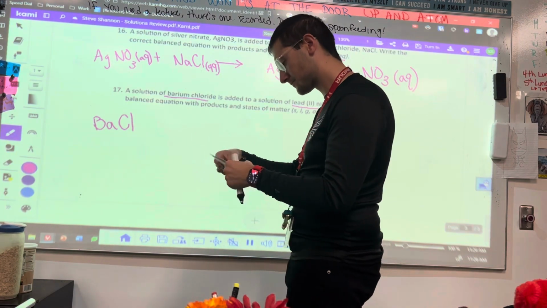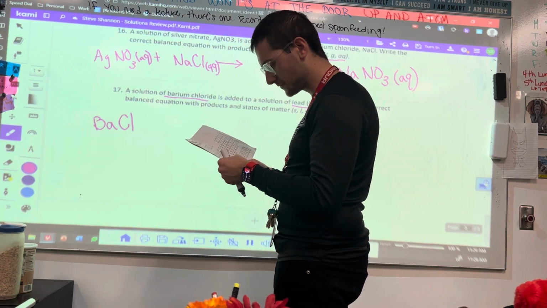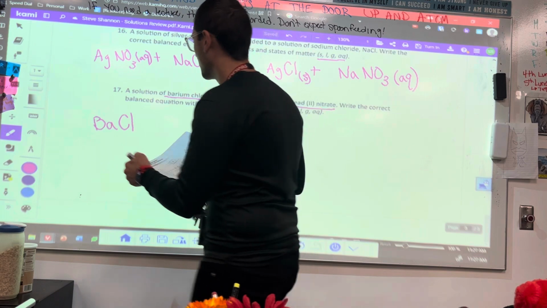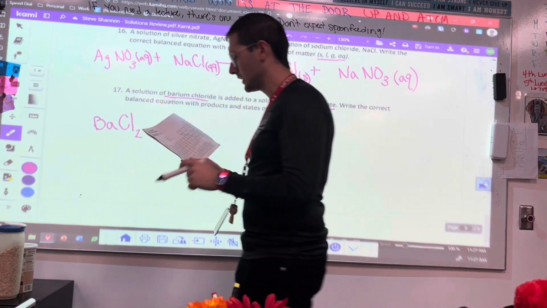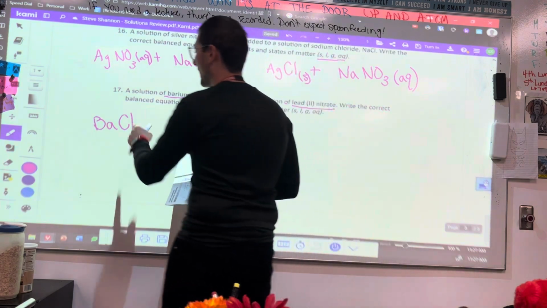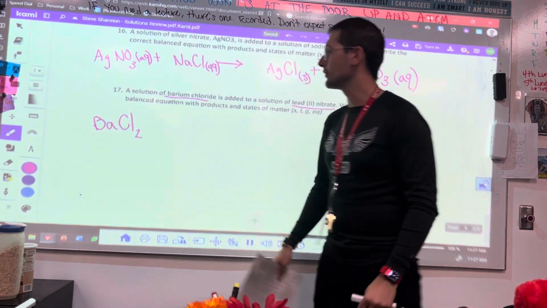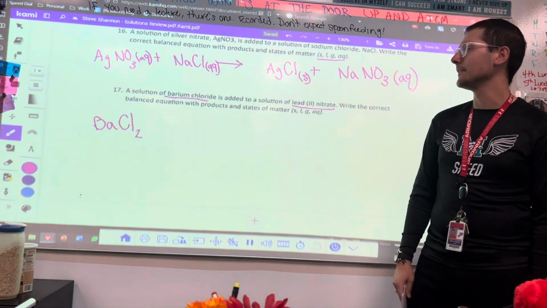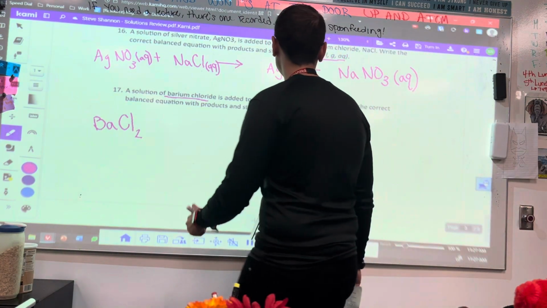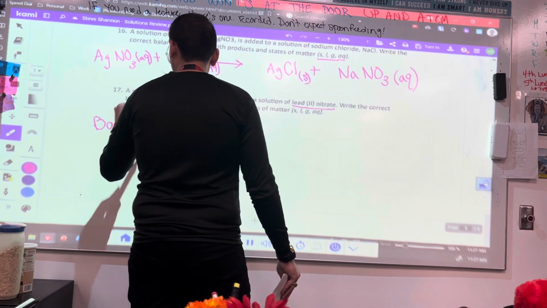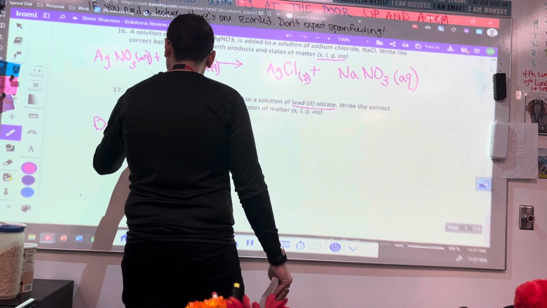Barium has a charge of +2, so it's going to give this 2 to the Cl. And chlorine has a charge of -1, so it gives the 1 to the barium there, and they do not cancel beyond that. It is BaCl2. And I know it is aqueous because it told me it is a solution.